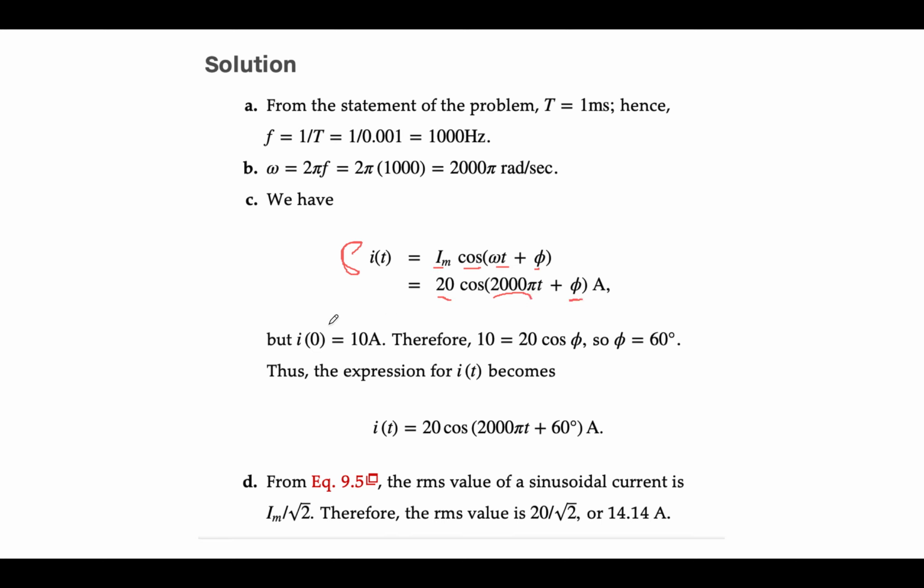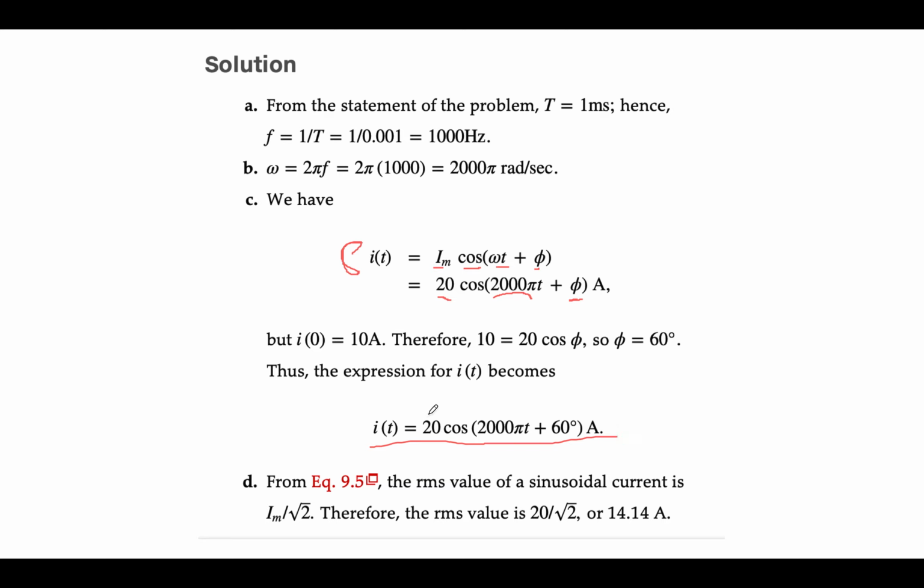We were told once again that at t equals 0, i at 0 is equal to 10 amps. So plugging in 0 for t, we have 10 is equal to 20 cosine phi. If you solve that for phi, taking the arc cosine, you get 60 degrees for phi. Plugging that into the general expression, we now know everything we need to know about this current, and so we have an expression for the AC current in this circuit.